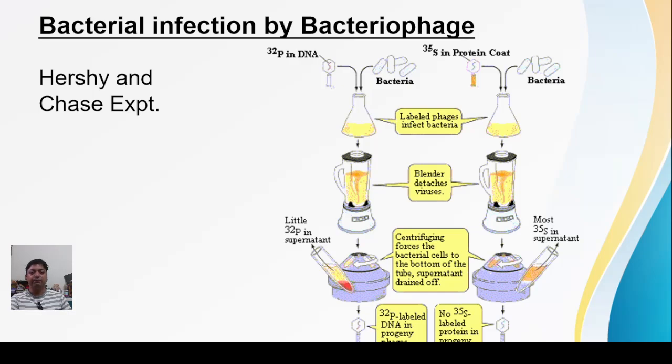Hence, in the first sample, radioactivity was observed with bacterial cells. The protein coat does not enter the bacterial cell to transform it or to produce its copies. Hence, all the radioactivity was observed in the supernatant liquid. This definitely shows that DNA is the genetic material that carries all the information to produce its progeny. But none of the information was present in the protein coat to direct the synthesis of new progeny. Hence, these two direct evidences proved that DNA is the genetic material.